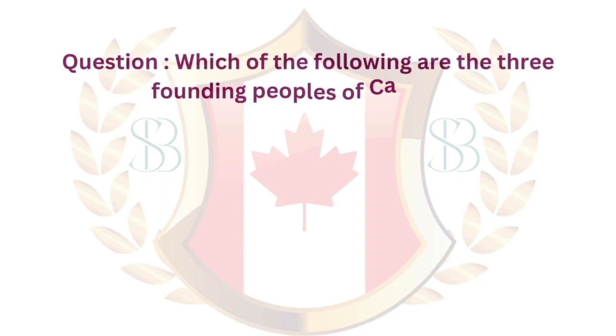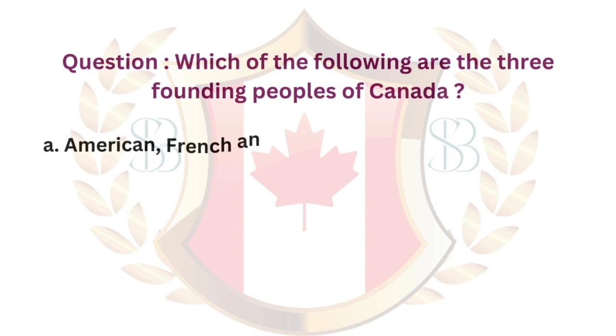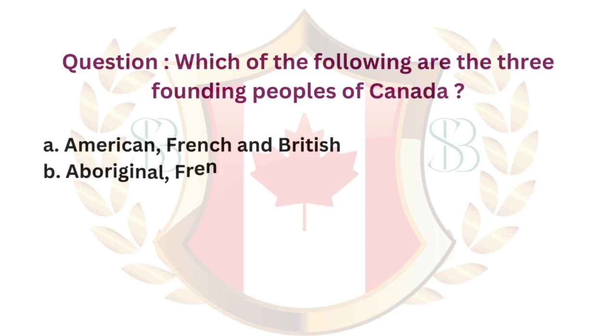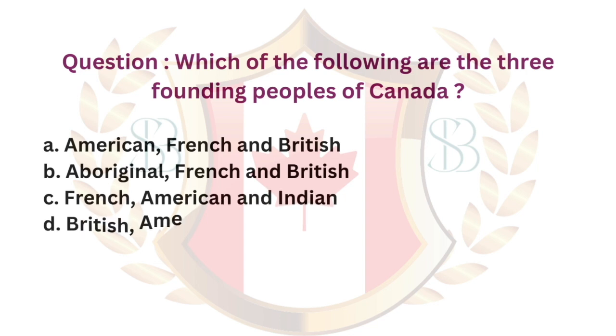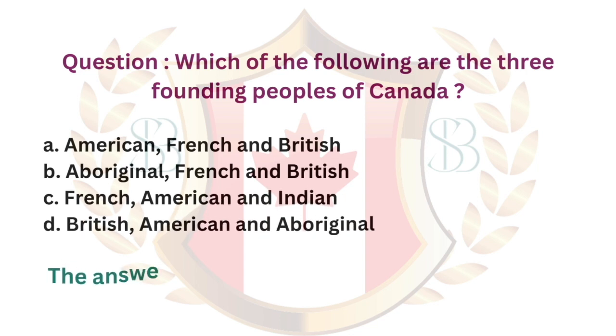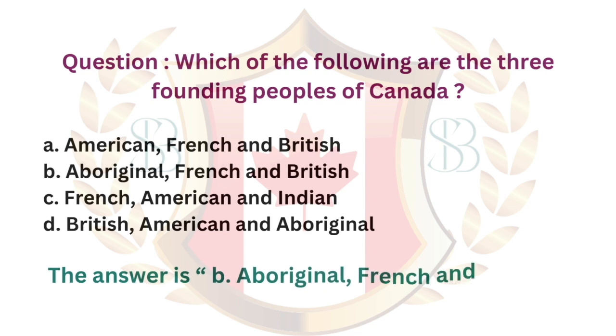Question. Which of the following are the three founding peoples of Canada? A. American, French and British. B. Aboriginal, French and British. C. French, American and Indian. D. British, American and Aboriginal. The answer is B. Aboriginal, French and British.